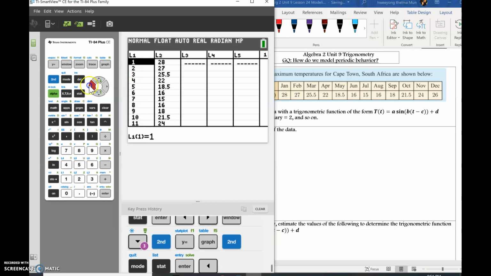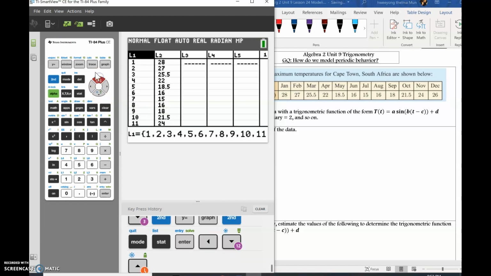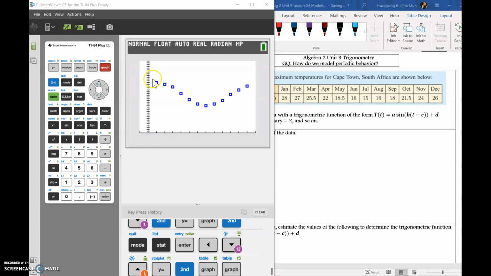In list 1, you're going to put the months, and 1 represents January, 2 represents February, and so on. We're going to go all the way to 12, and you're going to put the corresponding temperatures right next to it. Every pair has to have a partner, so everything has to have a pair for it to graph properly. So when you press graph, it should look like this.